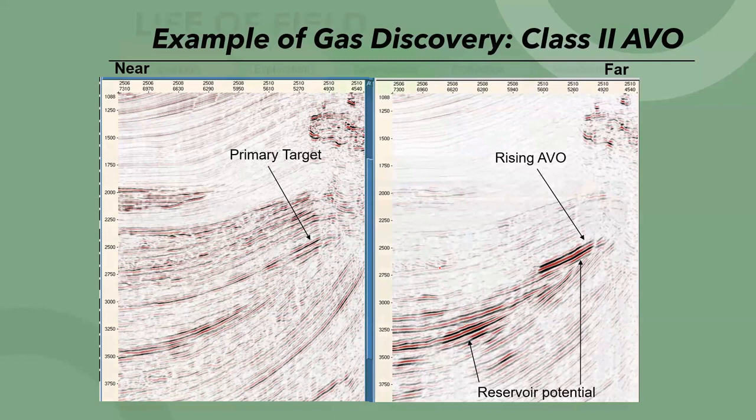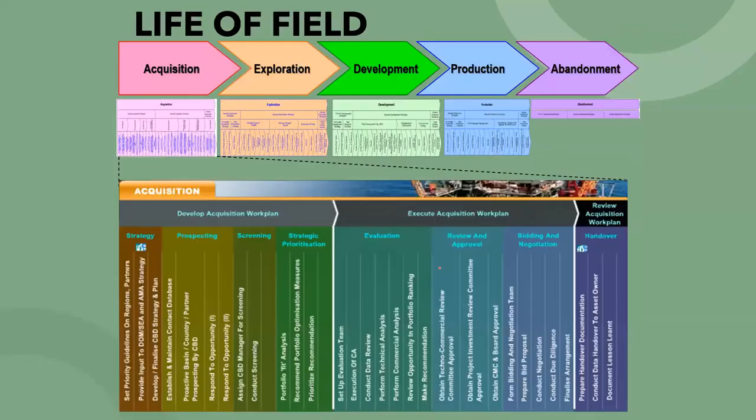Okay, so now we look at where prospect maturation comes in. You may think that we are wandering from one method to another, but actually we have to look at where prospect maturation comes in our oil and gas industry. Normally that is called the life of field. So what is the life of field? It starts from acquisition, then goes to exploration, then development, then production, then abandonment. So this is the journey of the life of field.